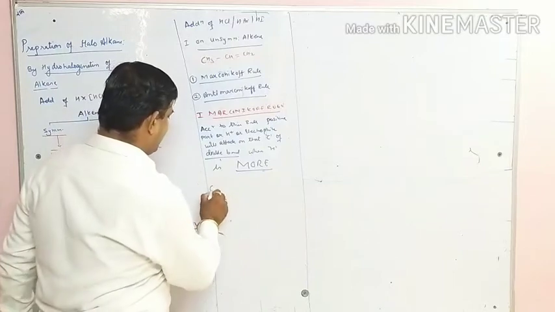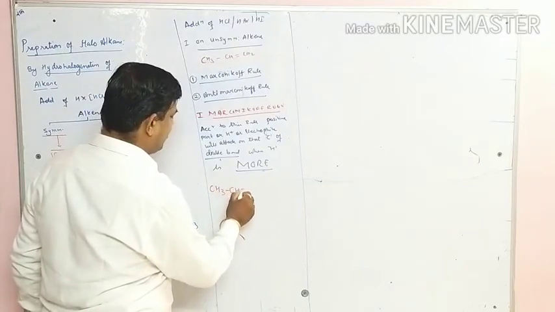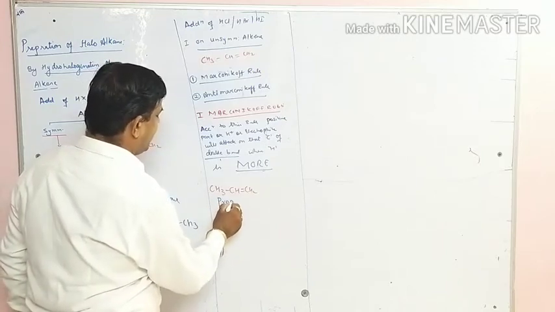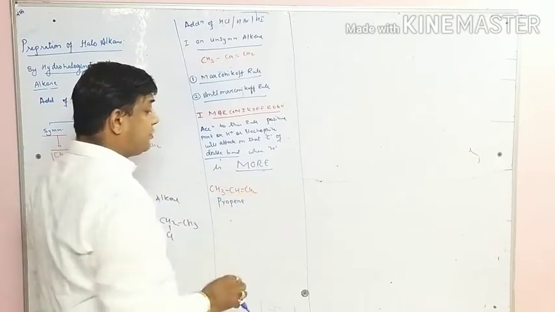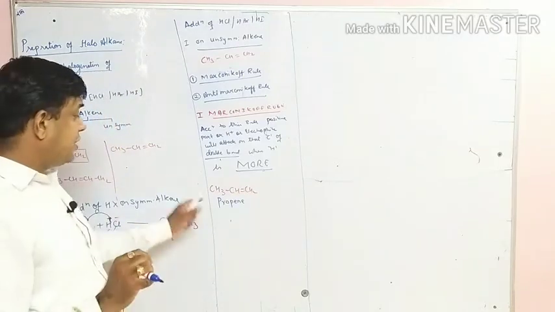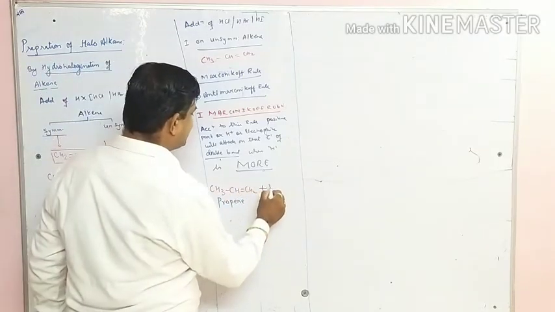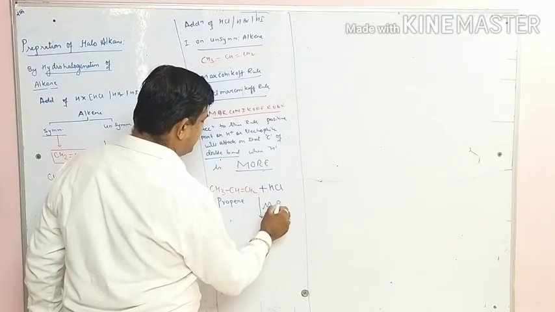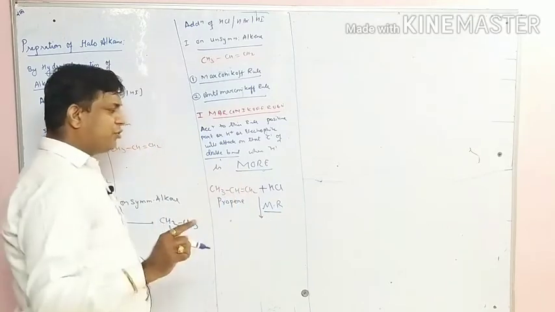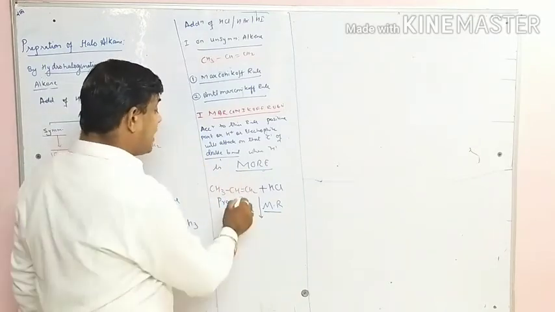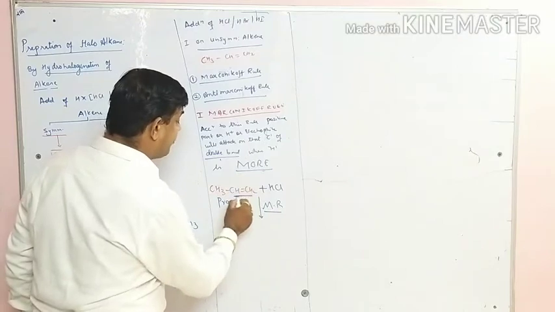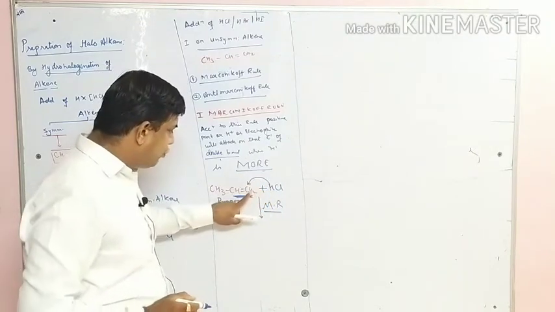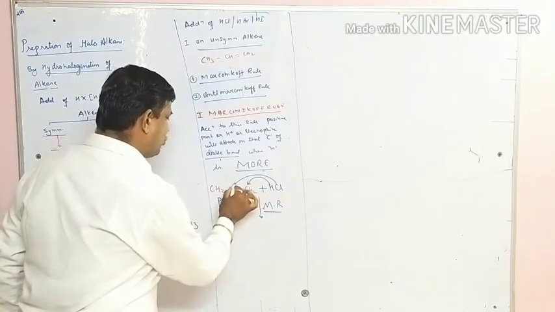For example, CH3 CH double bond CH2. This compound is called propene, and it is clear that unequal numbers of hydrogens are there, so it is the unsymmetrical alkene. Now we add HCl. Then what I am writing is the MR. MR means Markovnikov rule. Then what Markovnikov says: hydrogen will attack on that carbon of the double bond where hydrogen is more. So this hydrogen will go on this carbon and the Cl has to go on this carbon.